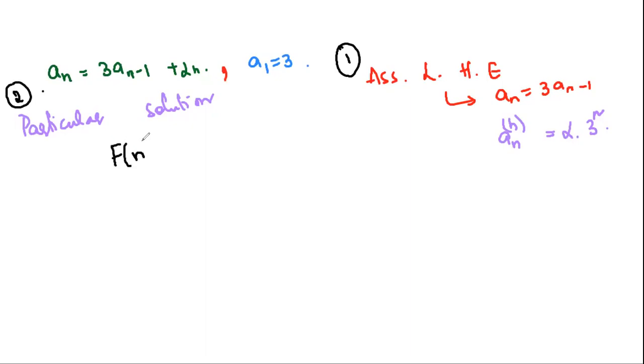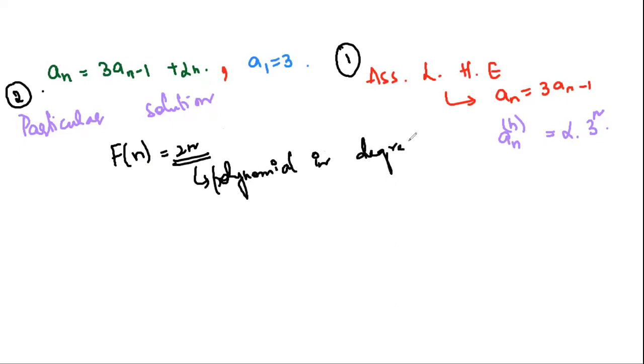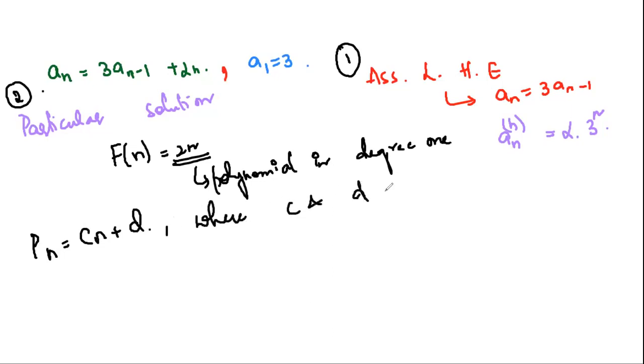Now what is our f of n given as? F of n is equal to 2n. What is this 2n? It is a polynomial of degree 1. And for this, we can easily say that if we want to take a trial solution, it can be taken as Pn is equal to Cn plus d, where both C and D are constants.